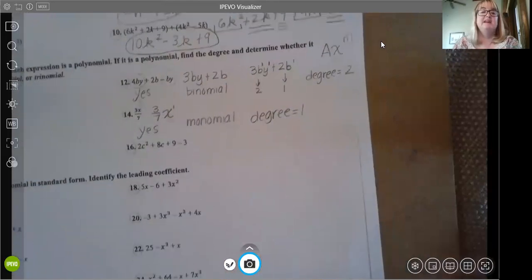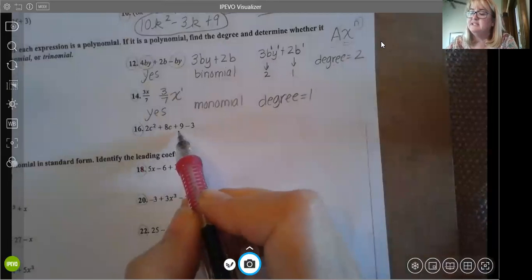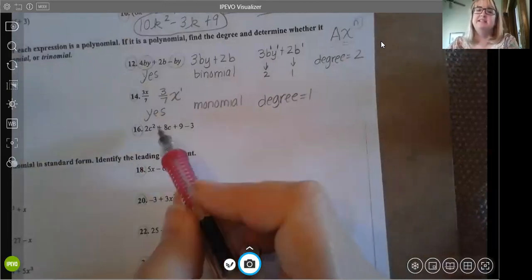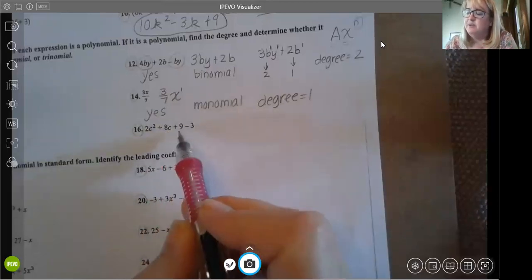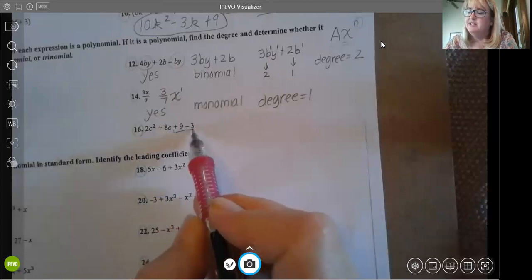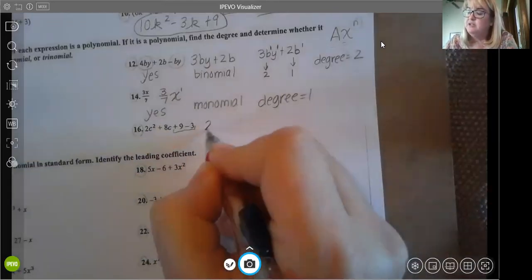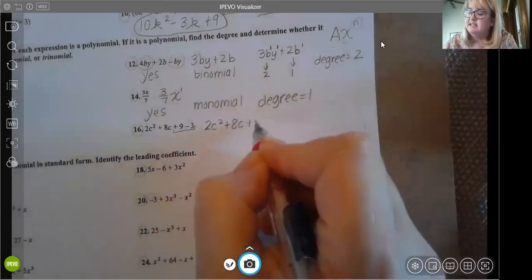All right, let's look at the last one. 2c squared plus 8c plus 9 minus 3. Actually, let's combine like terms first. 2c squared plus 8c plus 9 minus 3. Right here, this plus 9 minus 3, that can be combined. So we've got 2c squared plus 8c plus 6.